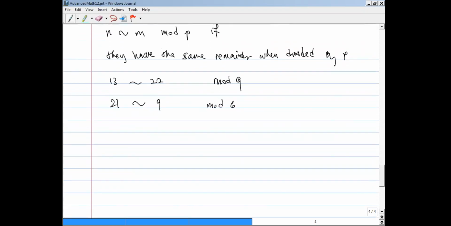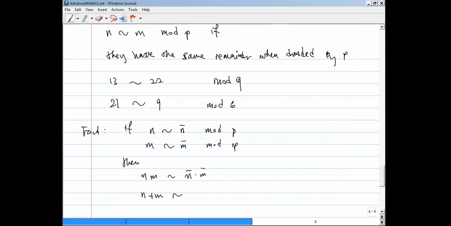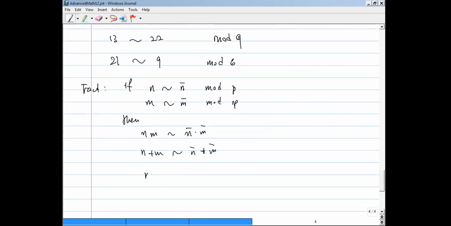Using this, we have some rules to follow. We can prove that. If n has the same remainder as n bar when divided by p, and m has the same remainder as m bar when divided by p, then n times m has the same remainder as n bar times m bar, and n plus m has the same remainder as n bar plus m bar. You also have n to a certain power k has the remainder of n bar to the power k.